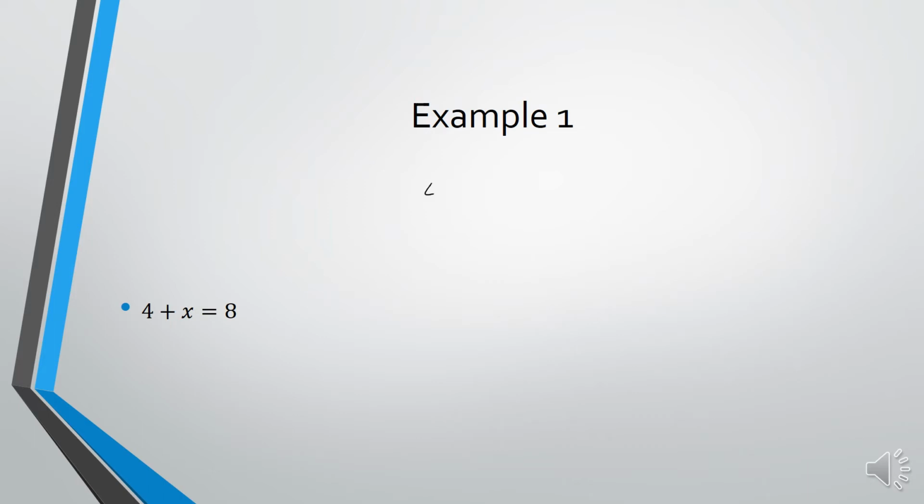We have 4 plus x equals 8. Now our goal, and what you always want to think to yourself, is what are we trying to get by itself? So we're trying to get this x by itself. So why is x not by itself? That's the question you want to ask yourself. Why is x not the only thing over here on the left-hand side of the equation? And the answer is there's a 4. So the reason that x is not by itself is because of this 4. And this is a positive 4.